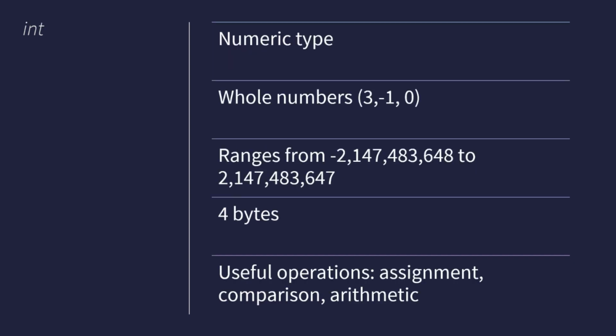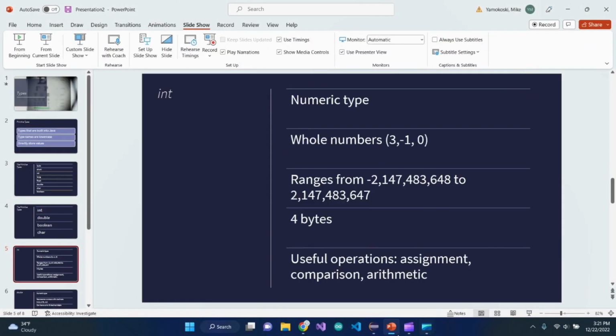Ints are a numeric type. It's short for integer, which is basically whole numbers. You can see 3, -1, 0. Ints have the ability to range from -2 billion and change to just above 2 billion. And they are stored with 4 bytes. What bytes are, we will cover in a later section. And some useful operations for ints are assignment, comparison, and arithmetic. So let's actually step into some code here to see an example.